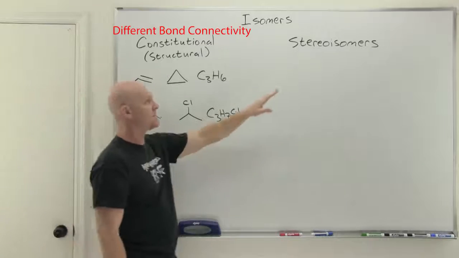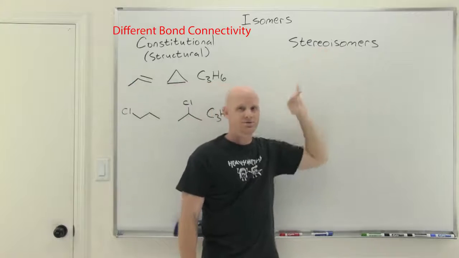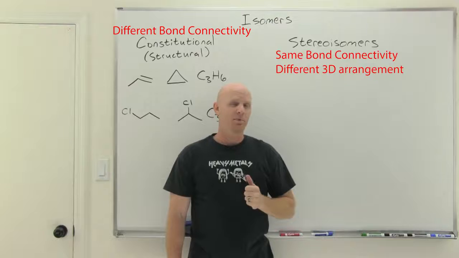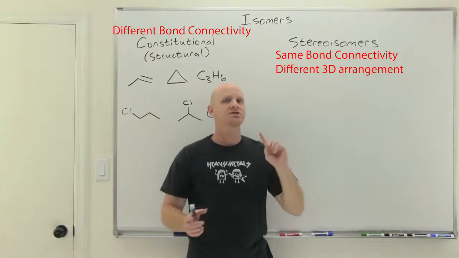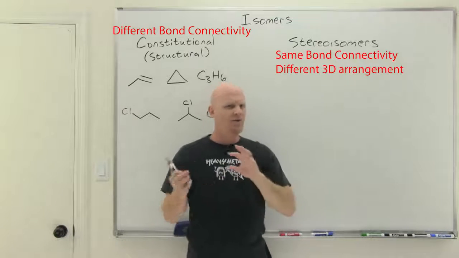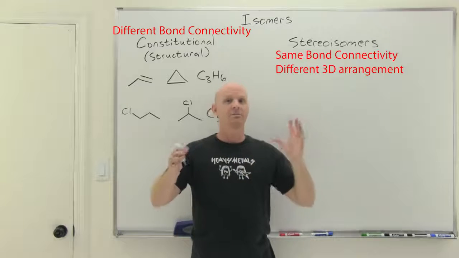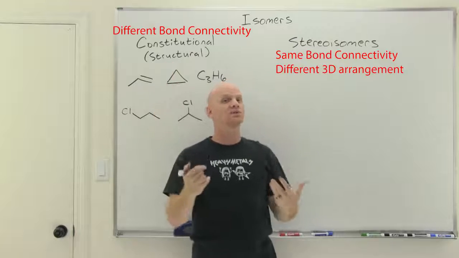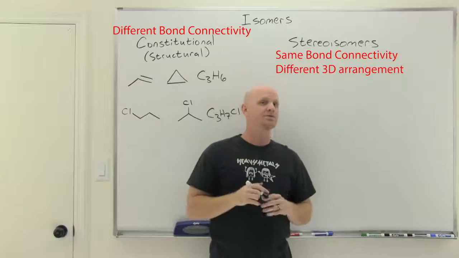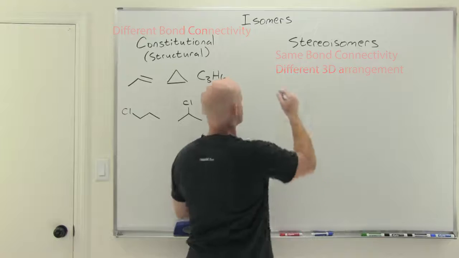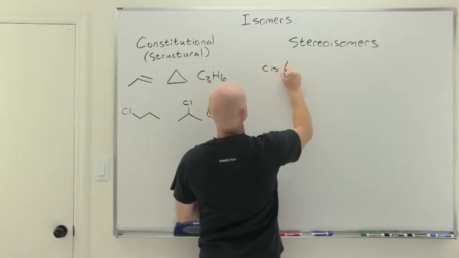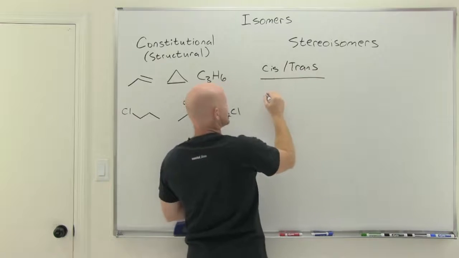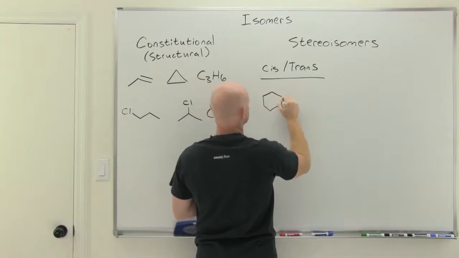Now, like I said, we're going to spend the bulk of the chapter talking about stereoisomers instead. The difference here is that stereoisomers are going to have the same bond connectivity. What's going to be different, though, is the 3-dimensional arrangement of the atoms. So all the atoms are going to be bonded to the same atoms, but how they're related to each other in 3-dimensional space is what's going to be different. And you've already seen an example of a stereoisomer, and that was our cis and trans isomers. If we look at cis and trans isomers, you saw that with cyclohexane.